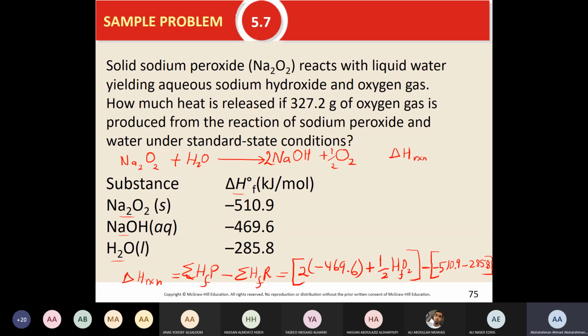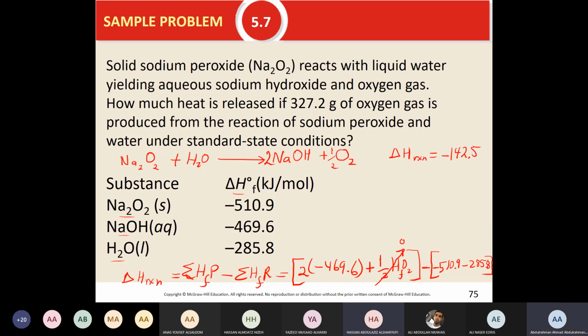And of course, I did not put anything here. Why? Because this is equal to what? 0, because oxygen is naturally occurring, so the baseline is 0. Give me the heat of reaction. Minus 142.5.